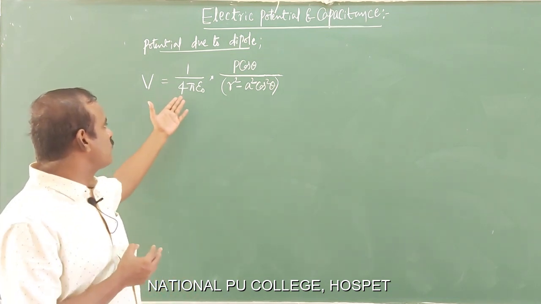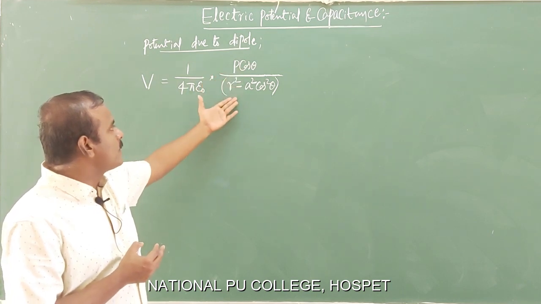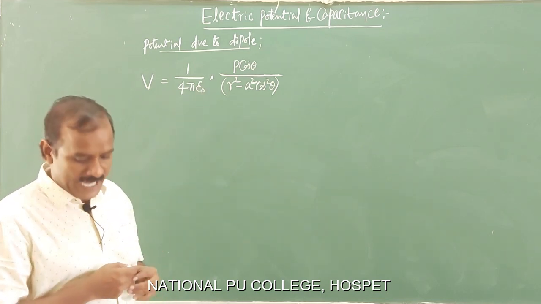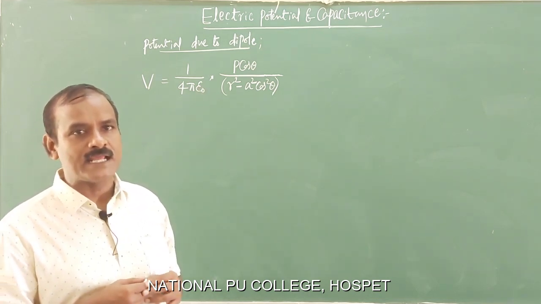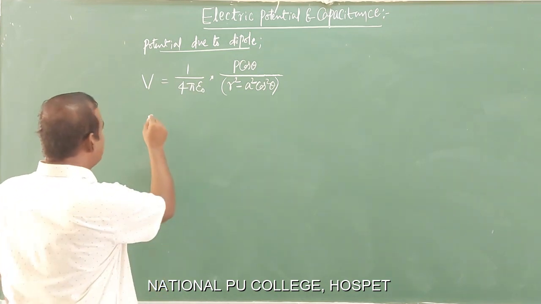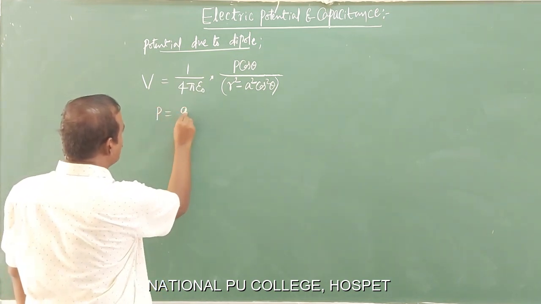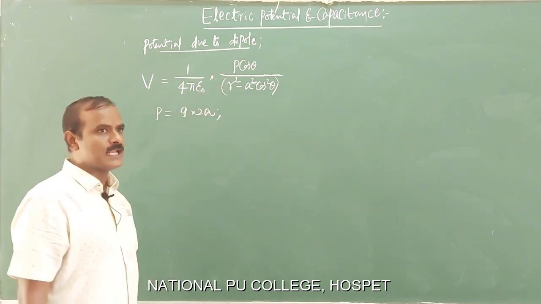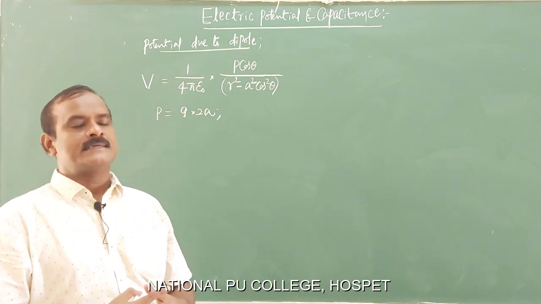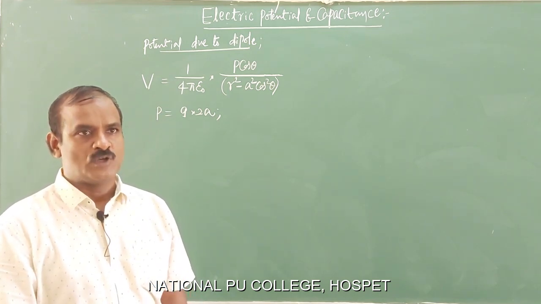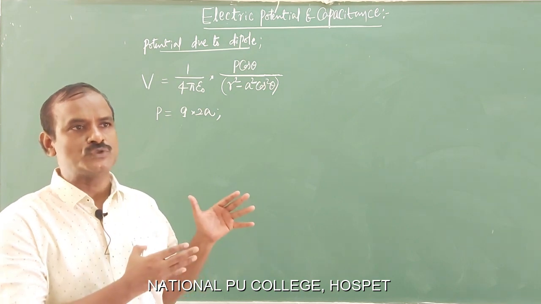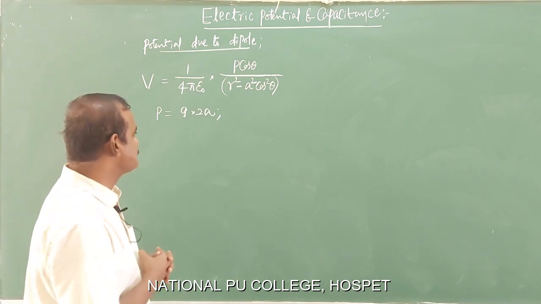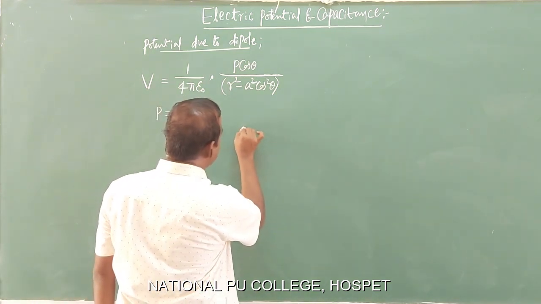If you remember, V = 1 by 4 pi epsilon naught, p cos theta divided by r square minus a square cos square theta, where p, as you know, is the electric dipole moment. Here p stands for q into 2a, and theta is the angle between the line joining the observation point with the center, and the axis. This is the idea we incorporated.